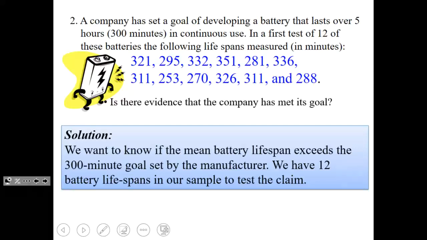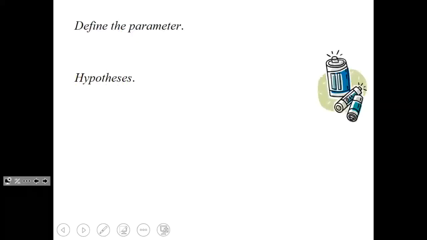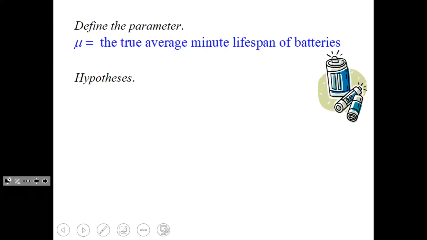So this is what we want to test. This is what we're looking for in our final solution. First thing is, can we even run the test? Well, often that means we need to check our assumptions, and so far we said that means we need randomization. We don't actually have a random set of batteries, but this is a first test of 12 of these batteries. It's a new type of battery. Well, I'm sorry, I got ahead of myself. So first thing is we have to define our parameter, and we've talked about this so much, it's the lifespan of the battery. Or really, mu is the true average lifespan of the battery in minutes.